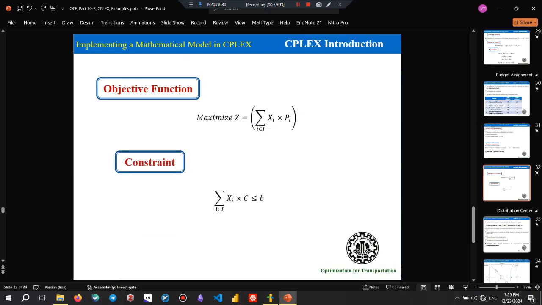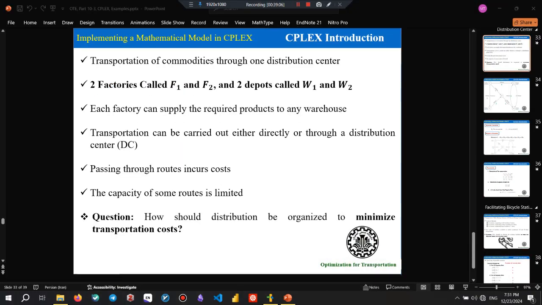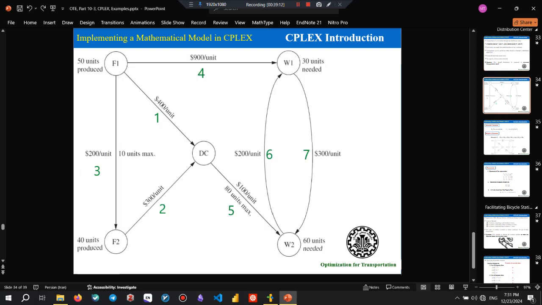To the next example, which is distribution center. Okay, so in here you have two factories called F1 and F2, and two depots, W1 and W2, right? There's a distribution center in the middle, and there's a possibility for factories to transport their commodities through the distribution center, or they can try not using the distribution center at all.